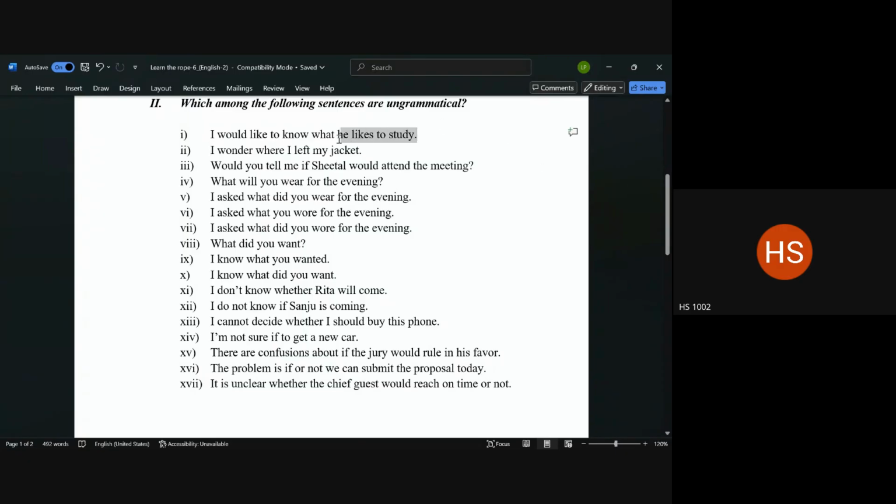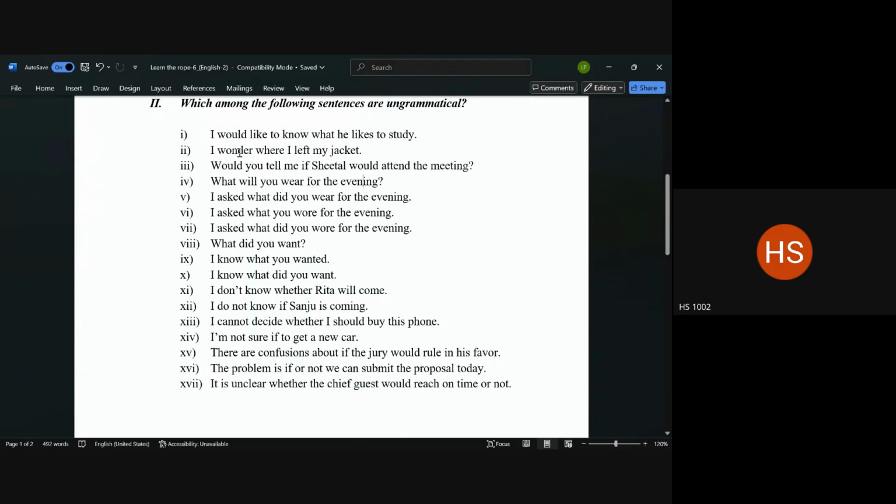So whenever you have a WH word, it could be what or where or how or when, any of those, as a part of your subordinate clause, those forms of clause are referred to as question clauses. Simple thing, just because it has a question word, we name it a question clause. That's all. So "I would like to know what he likes to study" is right, grammatically sound. Now I'll tell you why this is grammatically sound when we encounter the wrong one. We'll continue for now.